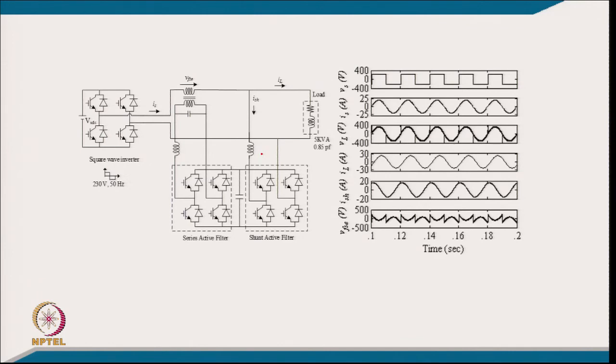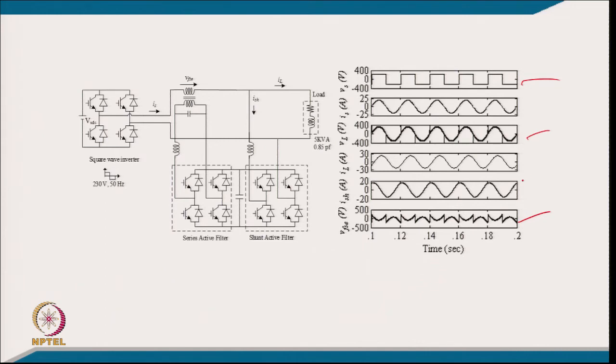So, you can see that this inverter is giving you a square wave voltage, like a domestic inverter or otherwise, and across the load we want a sine voltage. So, the difference of these two, we have to inject as the series injected voltage here. So, this voltage is a sine wave, and because it is a series filter here.